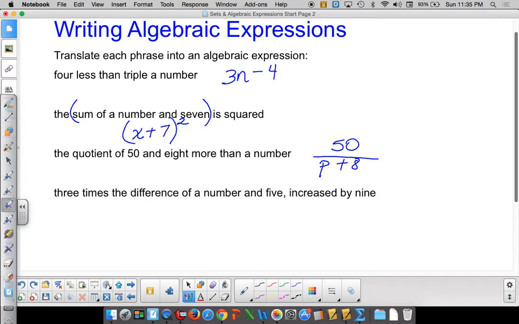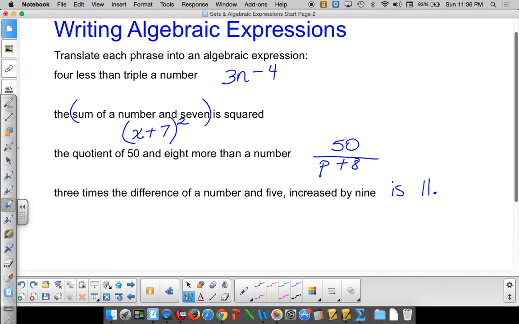Okay, the last one, I actually want to add something onto this one. I should have added it earlier. 3 times the difference of a number and 5 increased by 9. I want to put also on there is 11. So add that to the sentence. 3 times the difference of a number and 5 increased by 9.